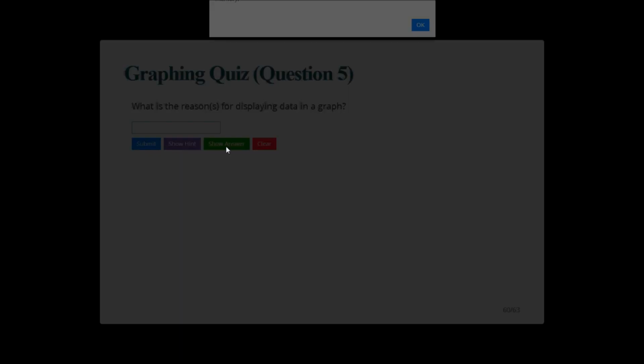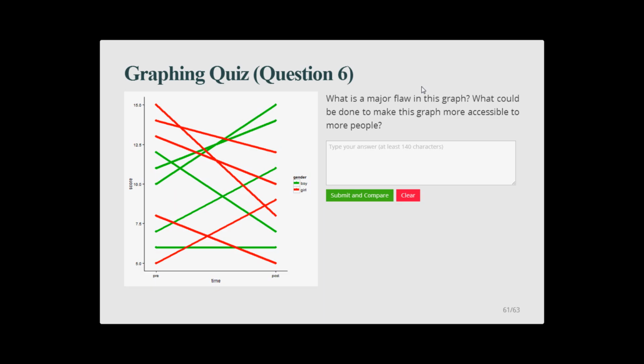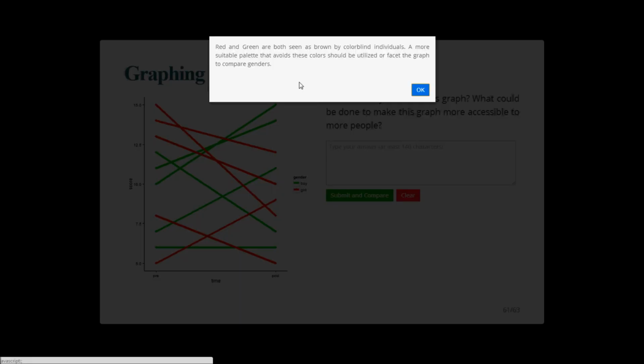Question 5, what is the reason for displaying data in a graph? And the answer really is it's to encode more information into less bits. In other words, data representation visually allows more information to be analyzed in the working memory. This leads to better decisions. Question 6, what's the major flaw in this graph? And this is the use of reds and greens that show up as brown to colorblind individuals. A better choice would be to use a faceted graph, or to choose a better palette.